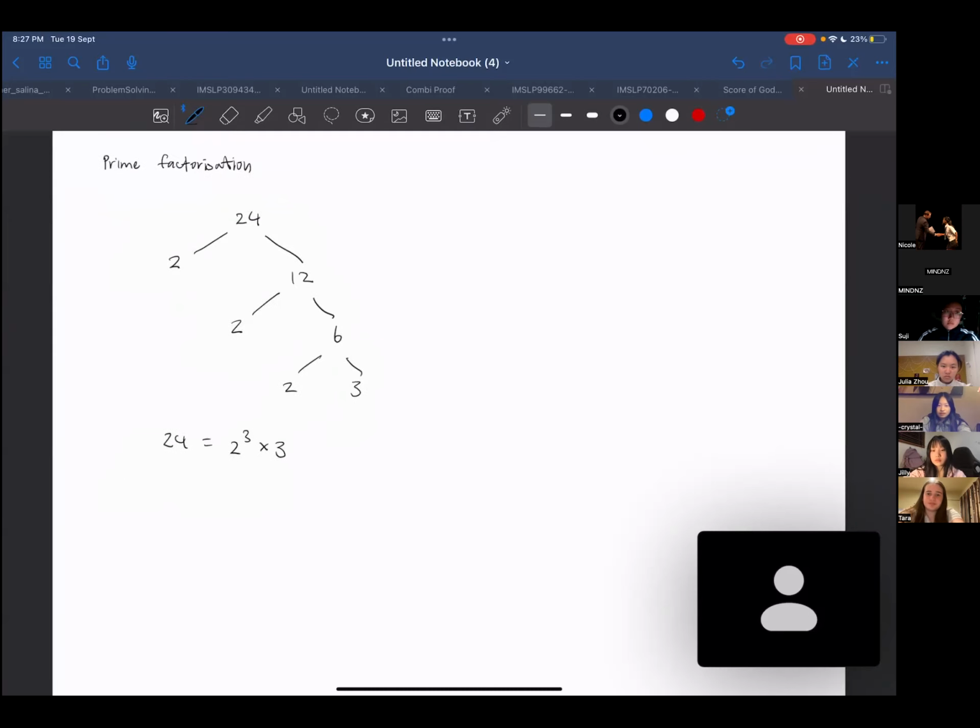How about, can you guys try with 36 for me and see what the prime factorization is? Just want to make sure everyone kind of understands this part because it's pretty important.